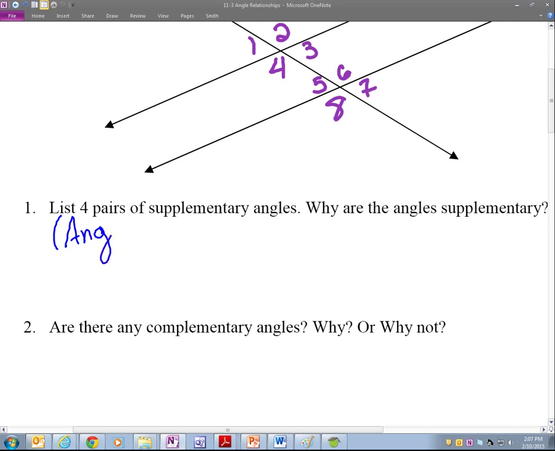Angle plus angle equals 180 degrees. Angle plus angle equals 180 degrees. You're going to use that on your homework on numbers 1 through 6.